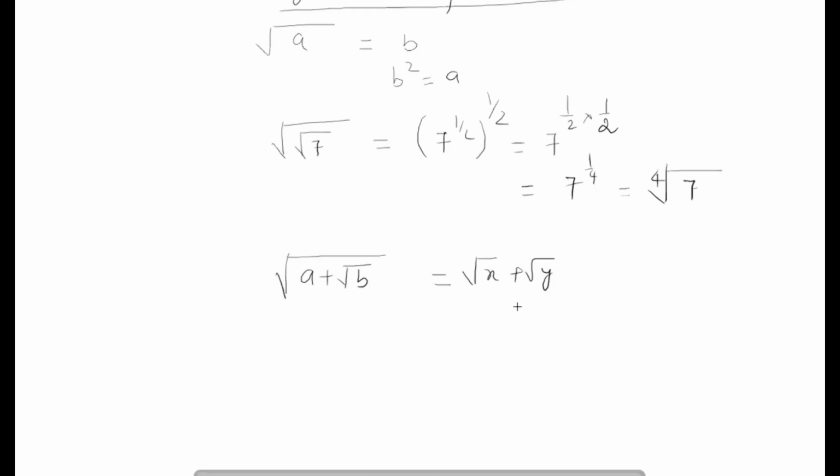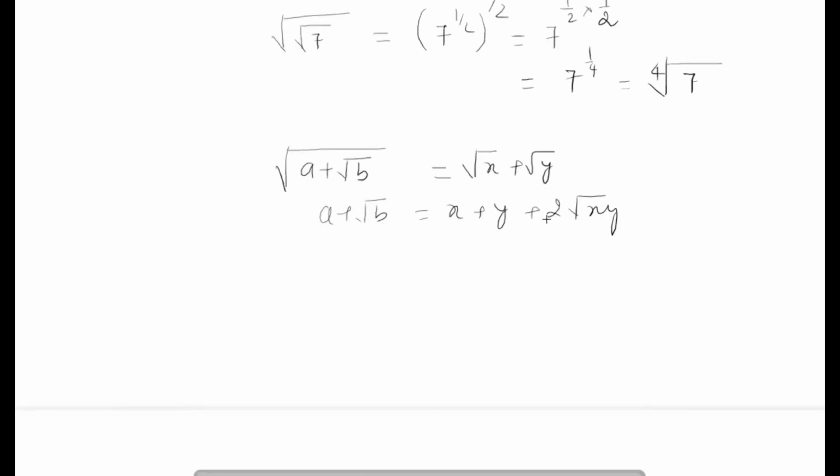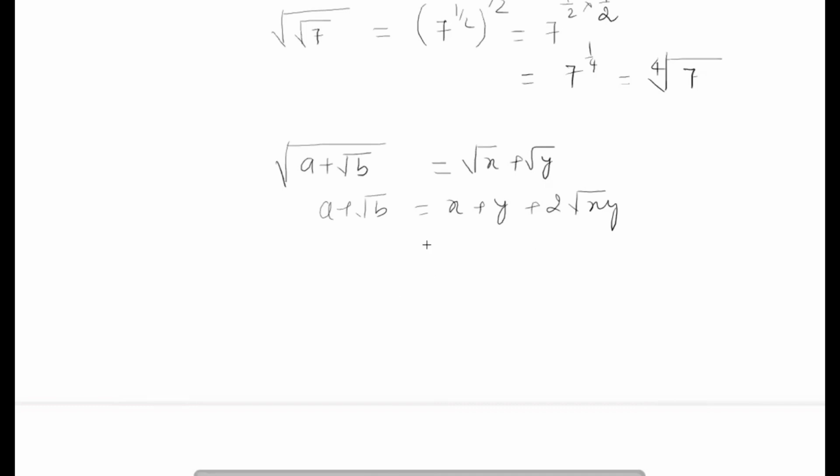In such cases, you have to square it on both sides. When you are squaring it, it will become a plus root b on one side. The other side will become x, and y, and 2 root xy. After this, you have to solve for x and y. So you can say x plus y is actually a, and again 2 root xy is going to be equal to b. You can further solve this.